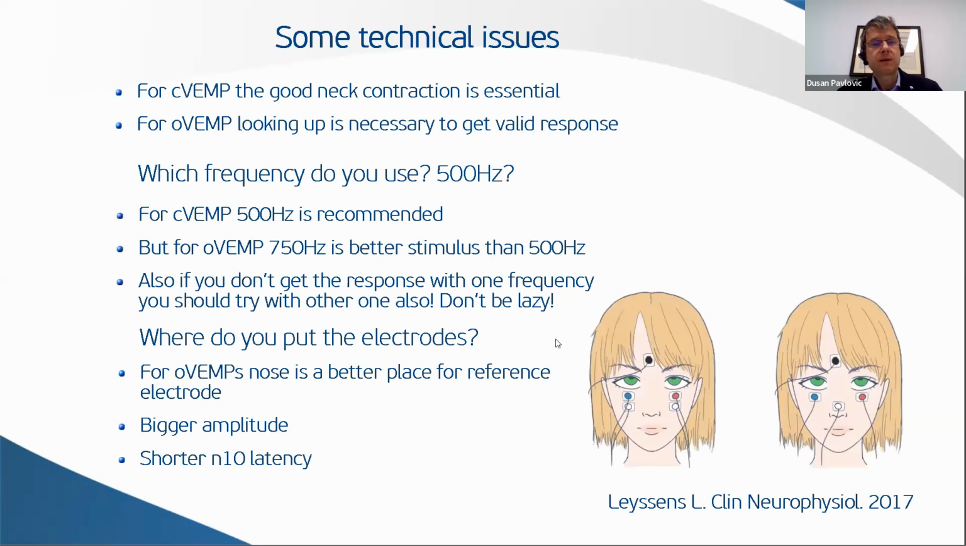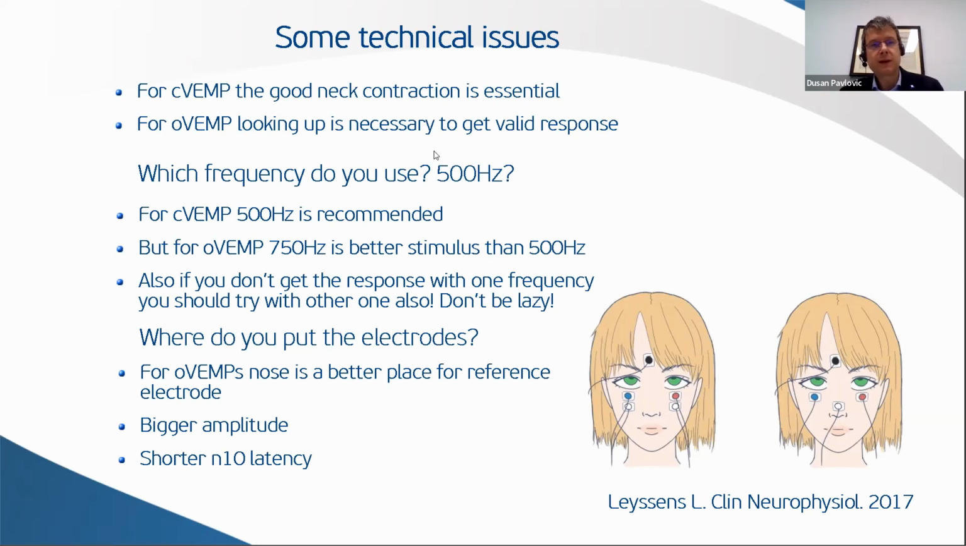And here are some technical issues. For obtaining a good CVEMP response, it is necessary to have a good contraction of the sternocleidomastoid muscle. It's because, as you heard, this reflex is inhibitory. So the muscle at the beginning of the test has to be really well contracted. And for OVEMP, to get a good response, it is like you see in this picture. This lady is looking upwards, so it's important for the patient to look up to get a good response.